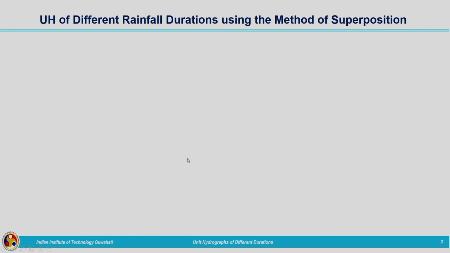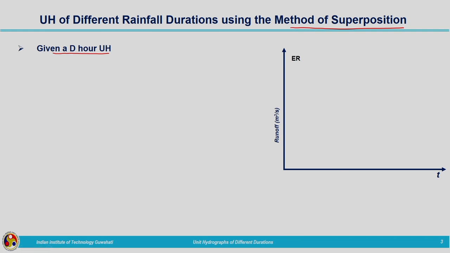First we will start with the method of superposition, linear system theory: how to derive unit hydrograph of different rainfall duration using method of superposition. We are having a D_R unit hydrograph. D_R unit hydrograph is available to us. We need to derive nD hour unit hydrograph. This is our effective rainfall, which is having a duration of D hours, and the intensity of rainfall is 1 by D centimeters per hour.